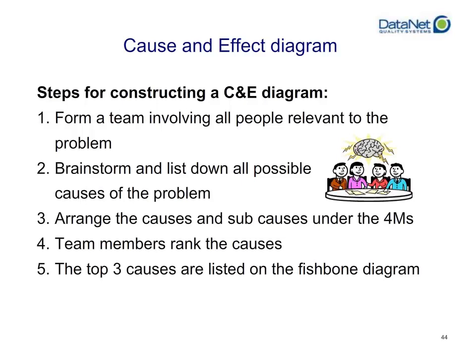So what are the steps for creating a cause and effect diagram in your environment? Well, step 1 is to form a team involving all people relevant to the problem. And I want to stress on all people relevant to the problem because it's not necessarily going to help you to bring in people who have no relationship to the underlying problem when you're dealing with these brainstorming sessions.